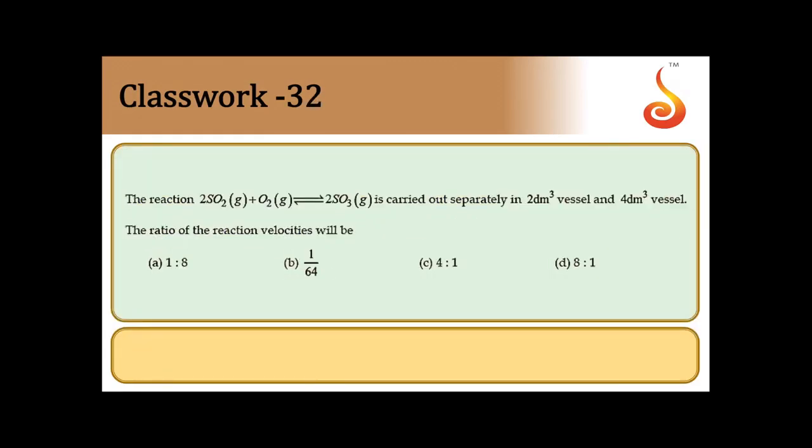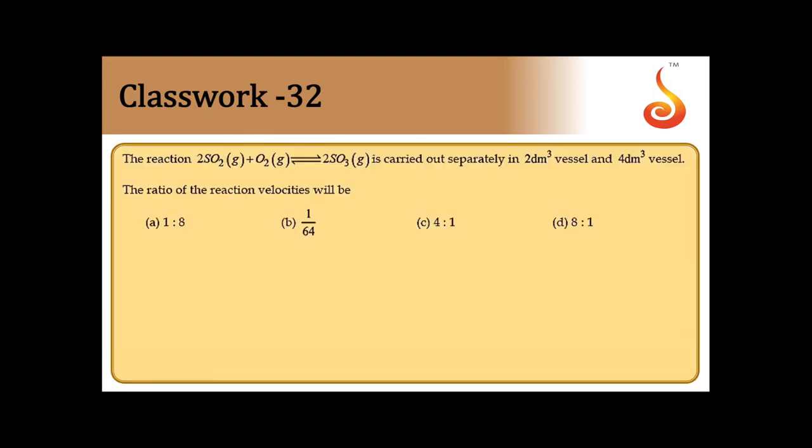Next one, 32. The reaction 2SO2 + O2 giving rise to 2SO3 is carried out separately in a 2 liter vessel and a 4 liter vessel. The ratio of reaction velocities. Here volume has been doubled. When volume is doubled, concentration becomes a half.